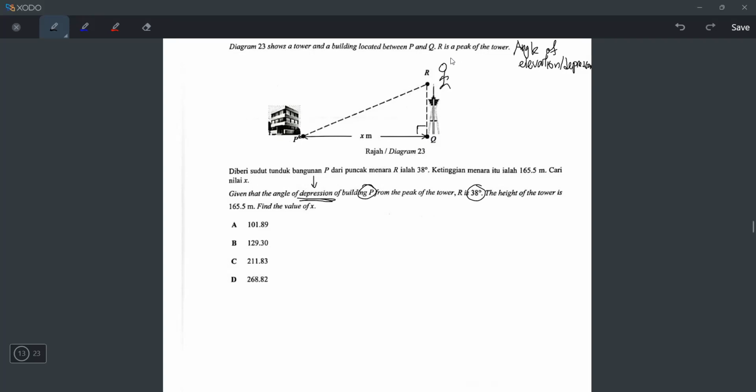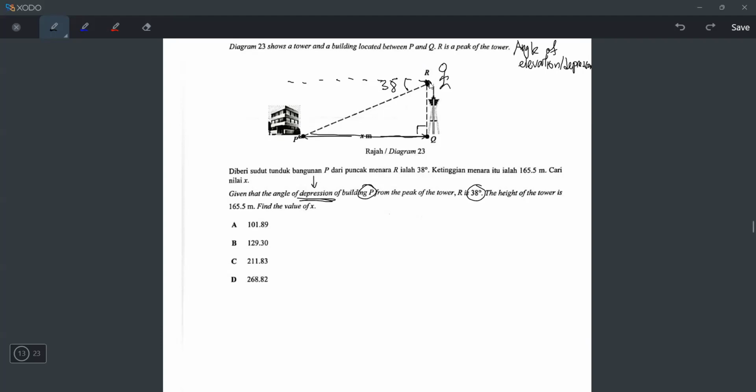So where should I put my 38? Most students will put the 38 here. The moment you put it here, wrong already. You put it here, your marks are gone already. So it's not here. The 38, you have to do it like this, because when you look from R to P, you have to draw a line that is parallel to the horizontal ground first. Okay, this is the horizontal ground. You have to draw a parallel line first. So this is your 38. Not this, not this, those are wrong. This is the 38.